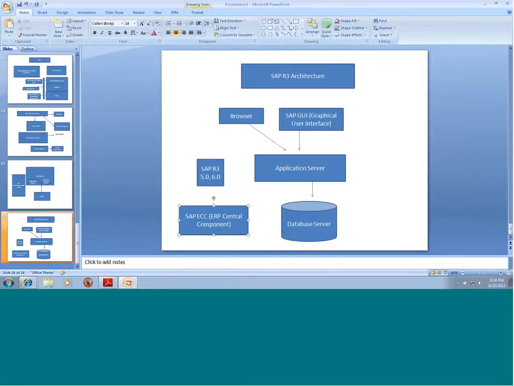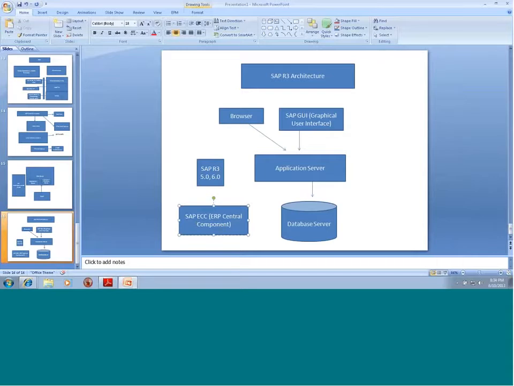Because if you look at an ERP system, it's actually behaving like a central component. It is integrating data from all the different applications, and hence SAP came up with this new name called SAP ECC. So going forward from 2003 or 4 onward, the enterprise resource planning system from SAP is referred to as SAP ECC followed by a version. The latest version we have is SAP ECC 6.0. So this is the naming convention.